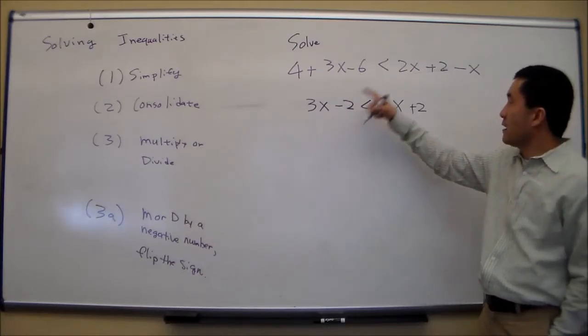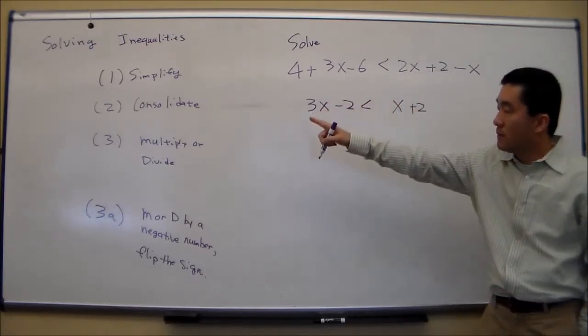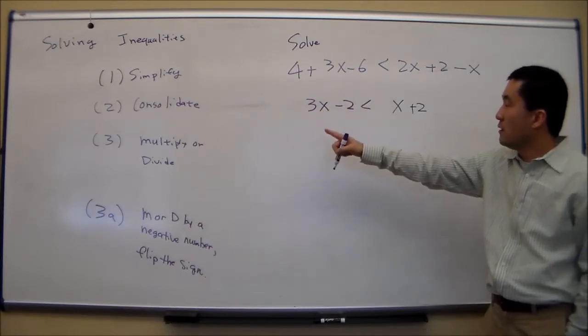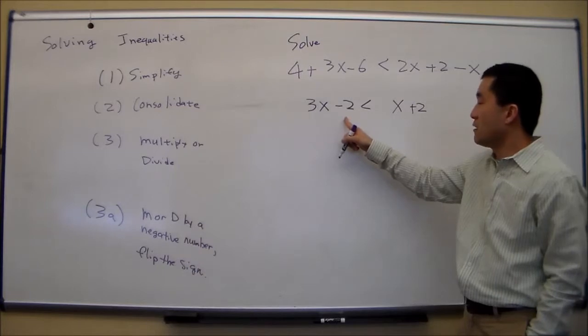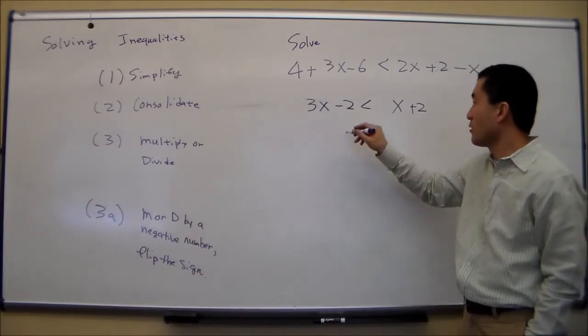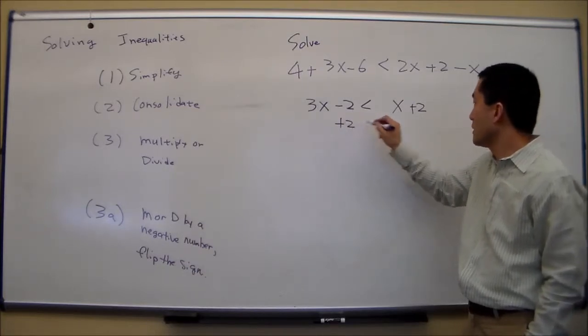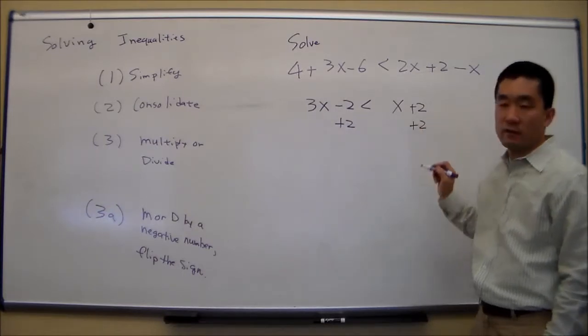So I simplify the left-hand side and right-hand side, so step 1 is done. So let's move on to step 2. 3x is okay. Negative 2, well, I want to get rid of that, so I'm going to add the 2. Do the same thing over here because of the golden rule.